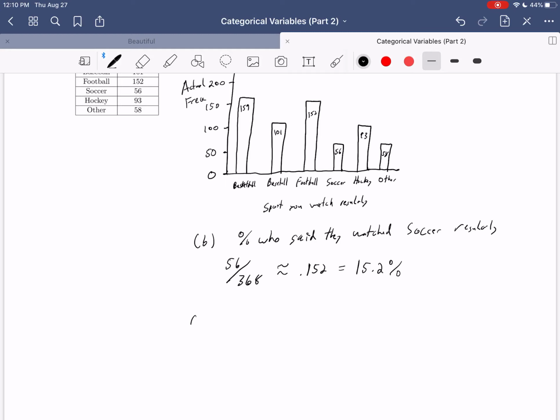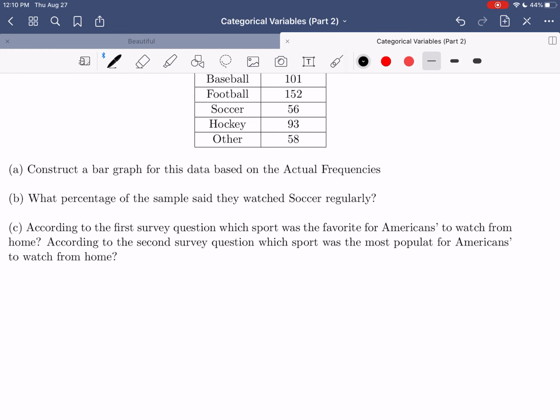All right. Speaking of the differences in how these sorts of questions can lead to different conclusions, let's take a look at C. In C, it says, according to the first survey question, which sport was the favorite for Americans to watch from home? According to the second survey question, which sport was the most popular for Americans to watch from home? So let's take a look at this.